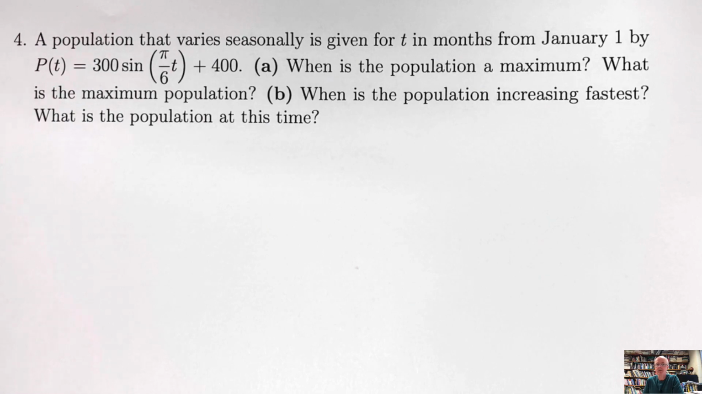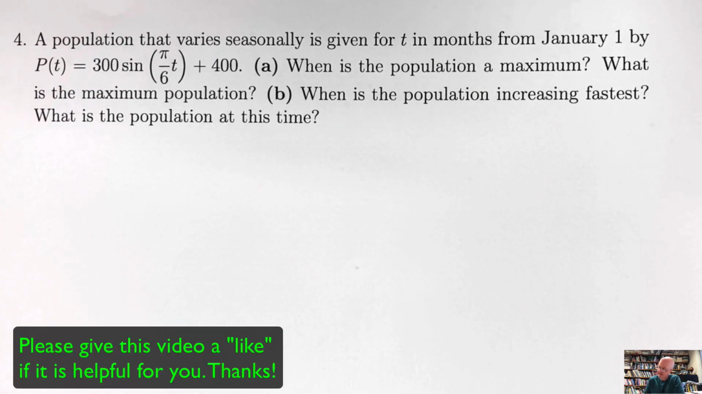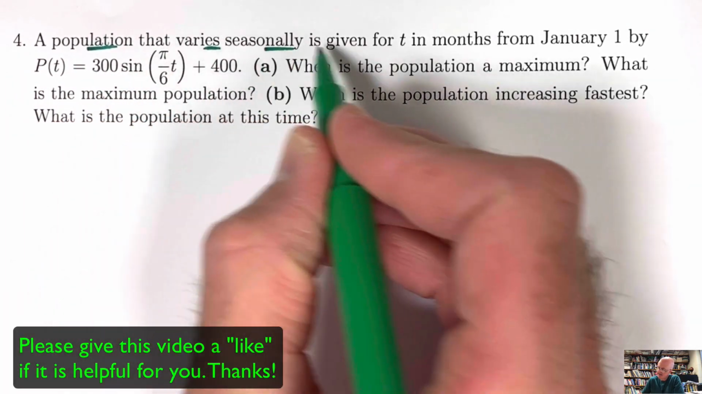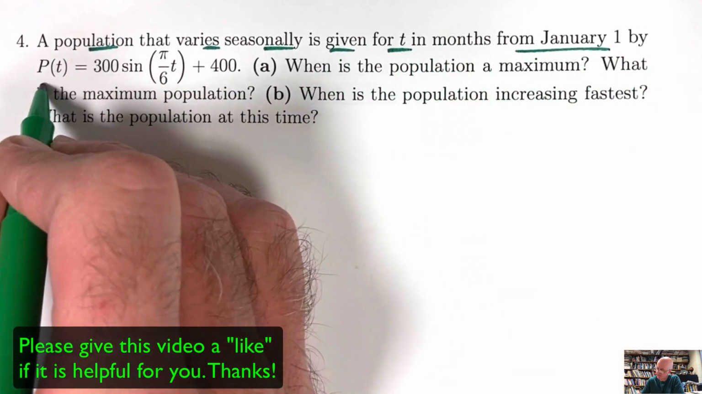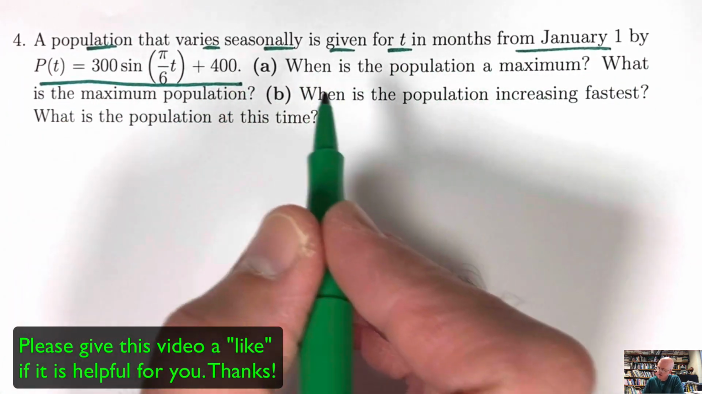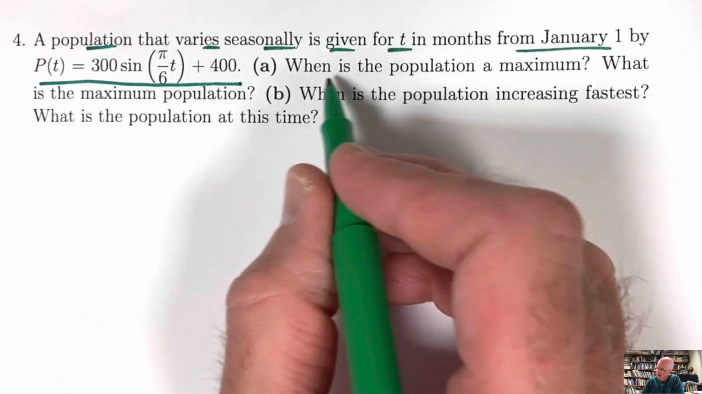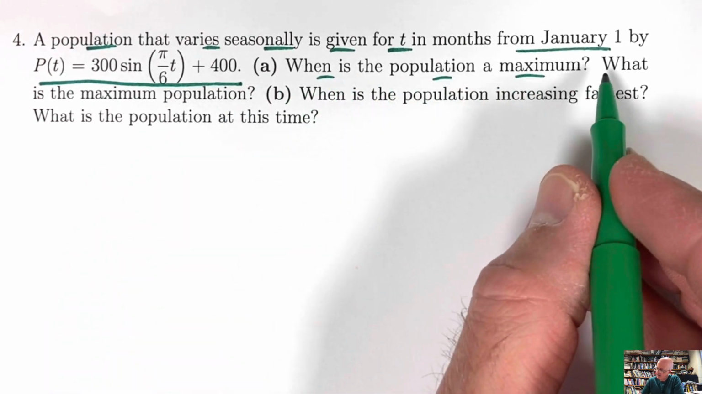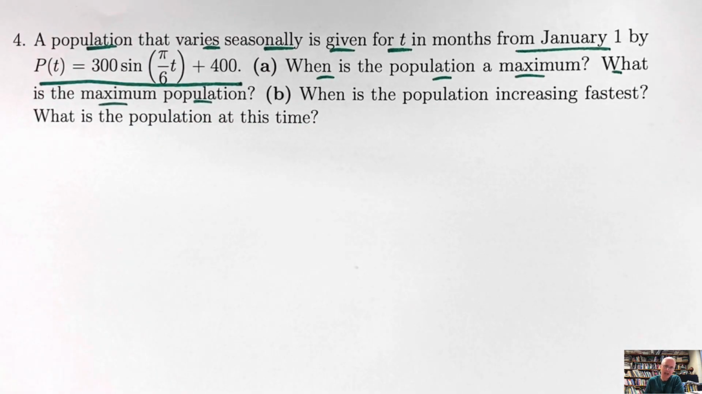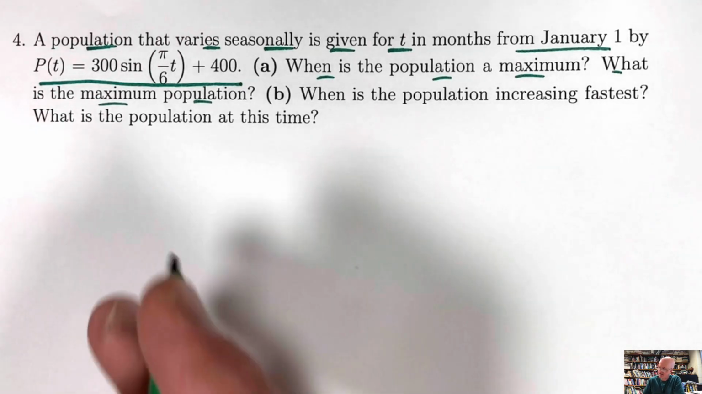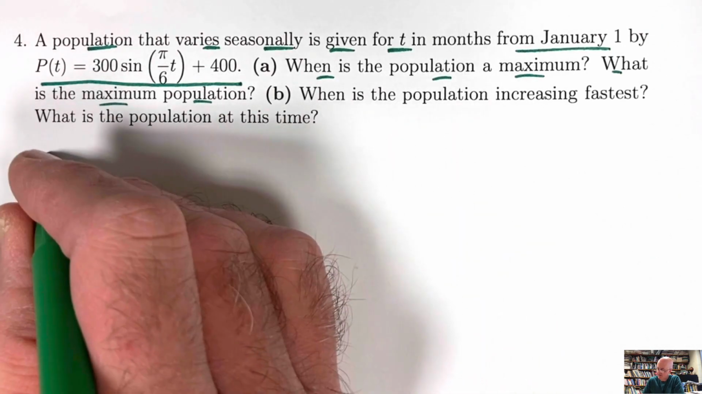Our last two problems are word problems. Number 4 says a population that varies seasonally is given for t months from January 1st by this formula that you see here. What we want to find in part A is when is the population a maximum and what is the maximum population. You actually can solve that certainly without calculus, just by knowledge of the graph of sine and cosine, sinusoidal functions. In fact, I will go ahead and graph it here first.